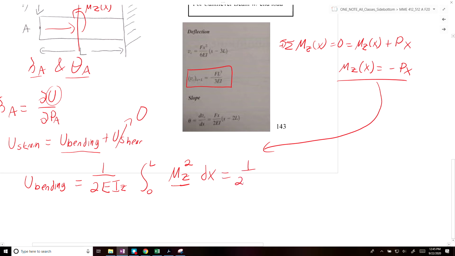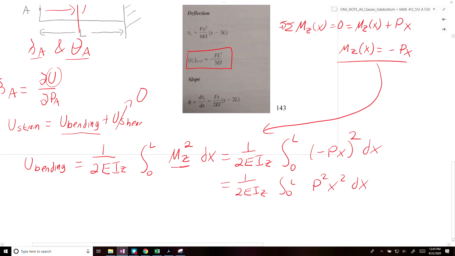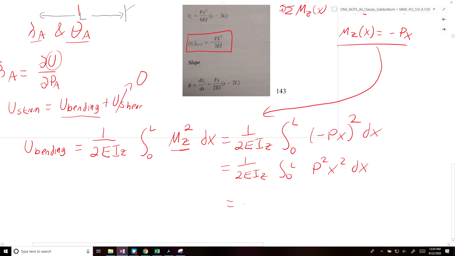If we do that, we get 1 over 2 E I z times the integral from 0 to L, and then we plug in our M z of x term, so we plug in P x, and we'd square it. If we do this integral, we get 1 over 2 E I z, integrating from 0 to L of P squared x squared dx. It's really just the integral of x squared, so U of bending is going to be equal to P squared over 2 E I z, x cubed over 3 from 0 to L.